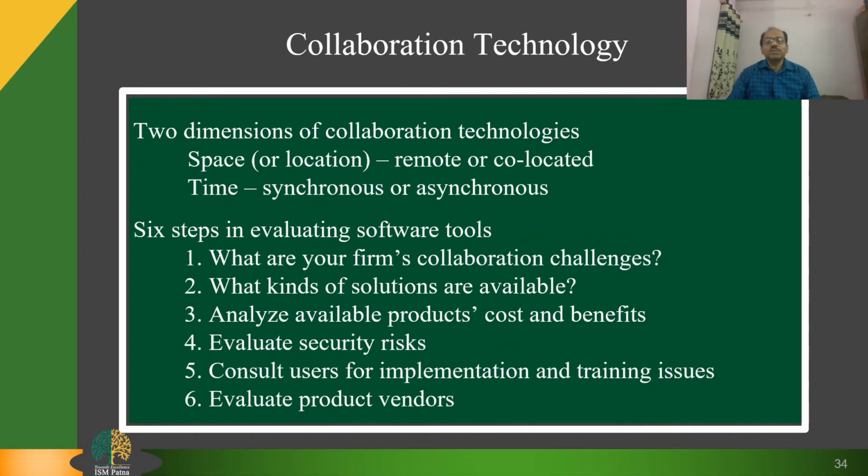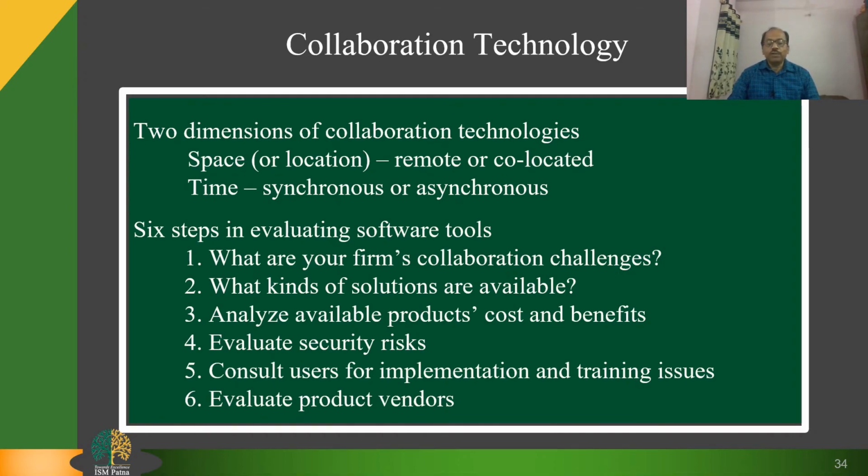The two dimensions of collaboration technologies, that is time and space. When evaluating collaboration tools for the business, the first step is to identify the kind of problem the business has. The key problems are time and location. Generally, no one has enough time, and often key people are not in the right place.